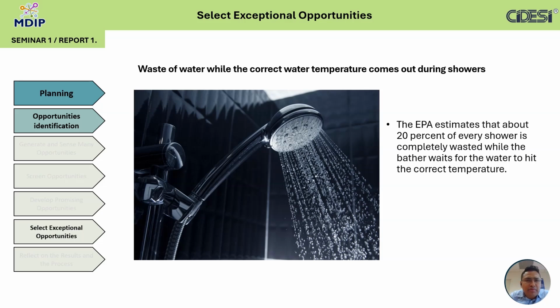After the previous analysis, the following problem was selected: waste of water while the correct water temperature comes up during showers. The main reason why this problem was selected was the current situation regarding the water stress our country is going through, which allows us to infer that there is a market and potential customers for these products.